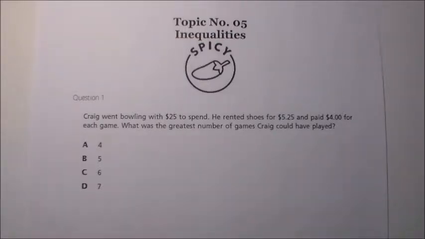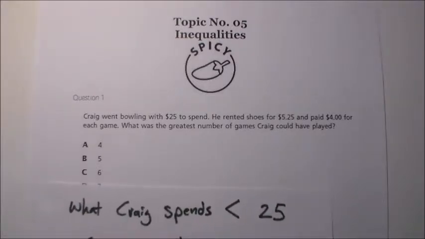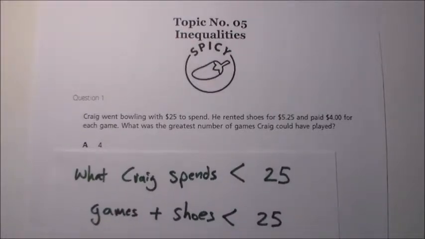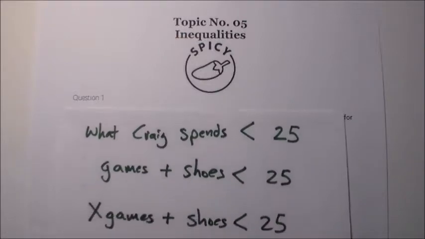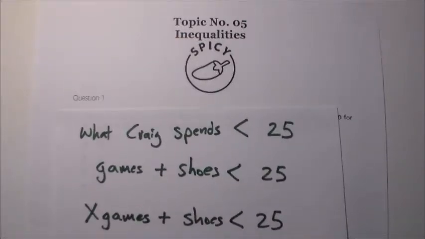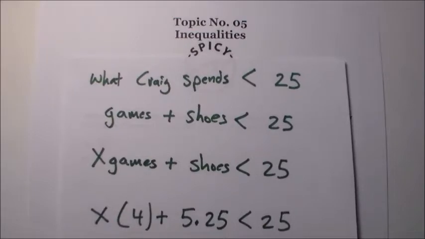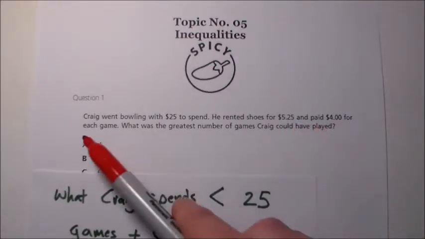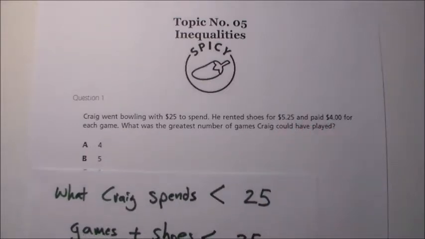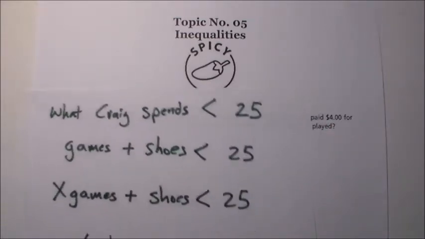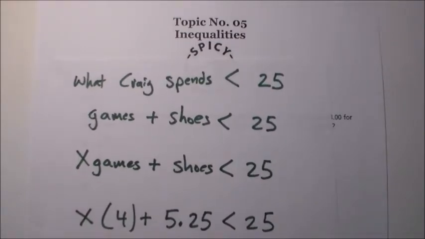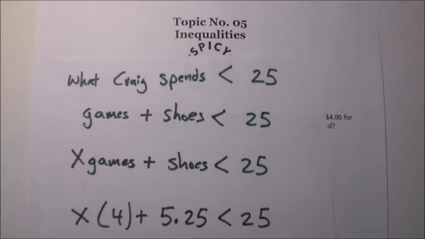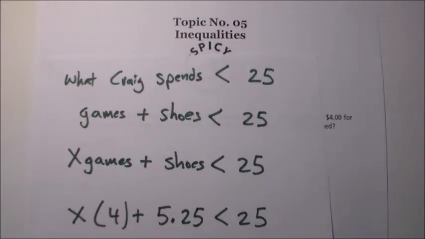Okay, so what Craig spends has to be less than, that's the symbol for less than, 25 bucks. And Craig is going to pay for games and shoes. He's going to pay for X number of games and one pair of shoes. So X number of games for $4. It says $4 for each game, $5.25 for the shoes and $4 for each game. So he's going to spend X games, and each game is going to cost him $4. So 4 times X plus $5.25 for the shoes.